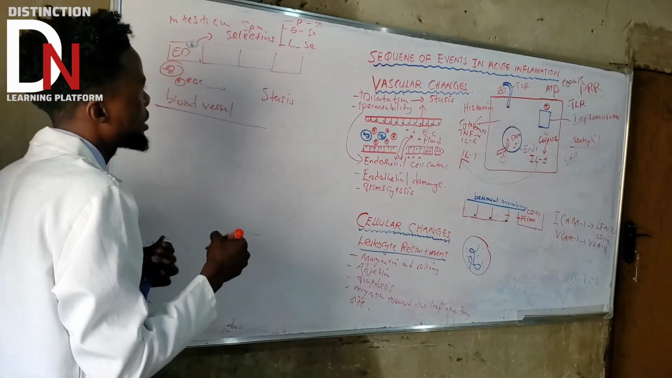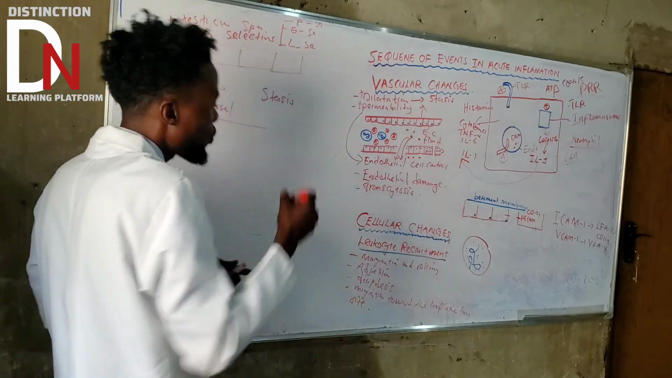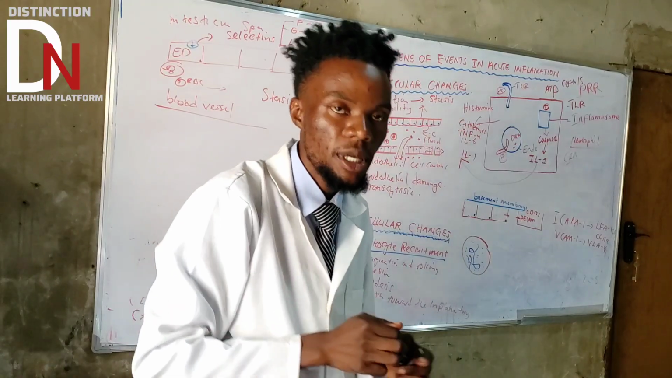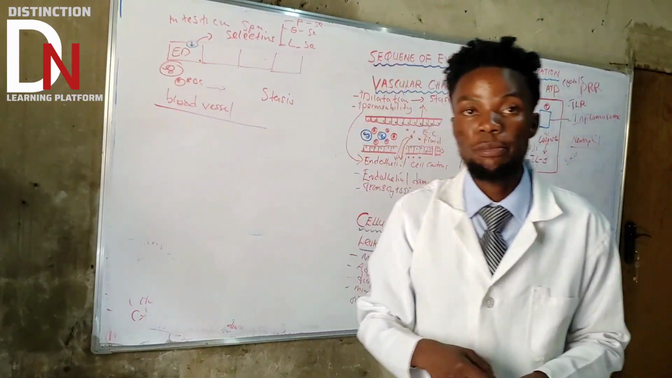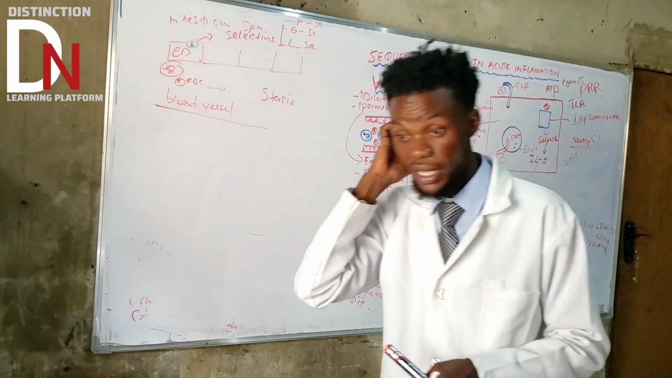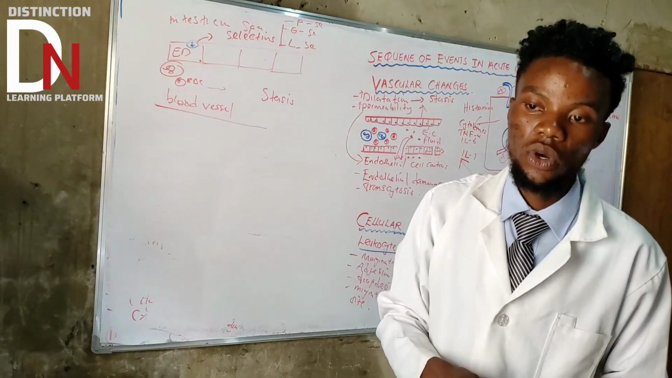Selectins. So there are P selectins, E selectins, and L selectin. These are normally expressed by the endothelial cells, and sometimes they are also expressed by the platelet cells. Very, very important. Like the P selectin is also expressed by platelets.